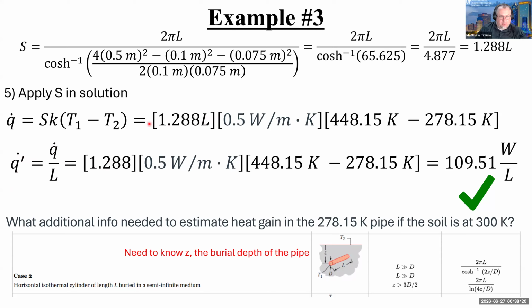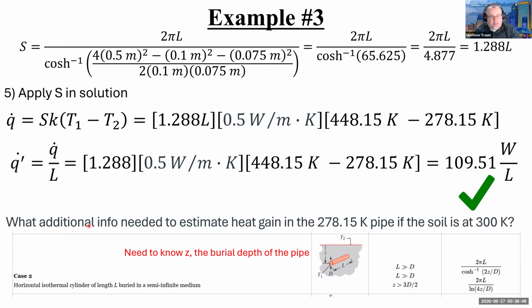Okay, so here I am just plugging in the numbers, right? Plugging in numbers, plugging in numbers, plugging in numbers. And what I end up with is about 109.5 watts per unit length, right? So it's watts per length. And again, I checked with the book, and this is the answer the book gives. And I ran this through AI, and it's the answer that AI gives. So pretty confident that this is the right answer.